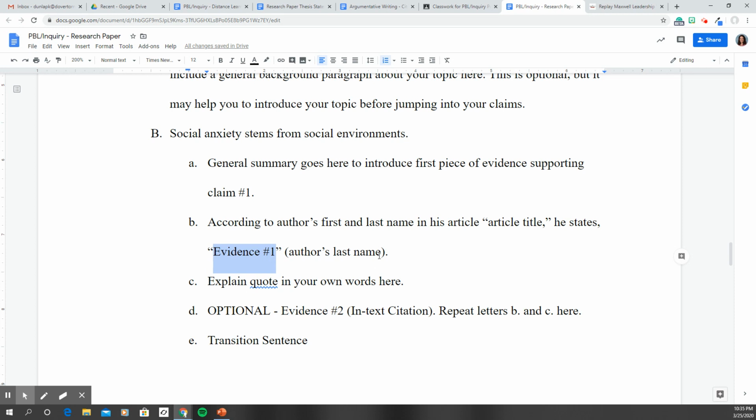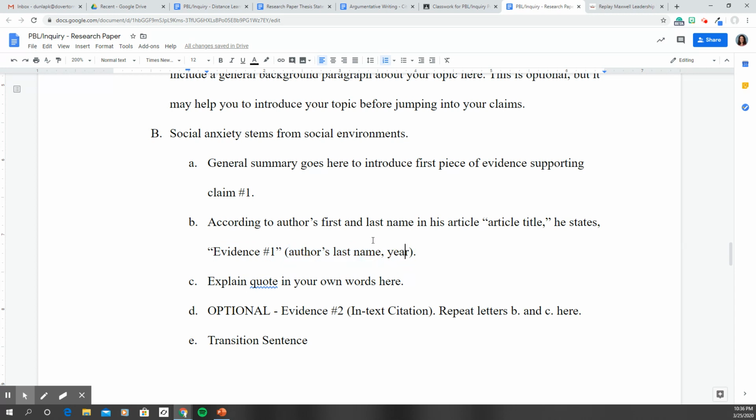And, oops, I should have changed this. We should do this. Okay, I'll make a note in Classroom for you. But in APA, we cite the author's last name, so Schmo, comma, the year the article was published. Okay, so according to author's first and last name, according to Joe Schmo in his article, Social Anxiety, he states, and then you'd say the quote, and then it would be Schmo, 2009.